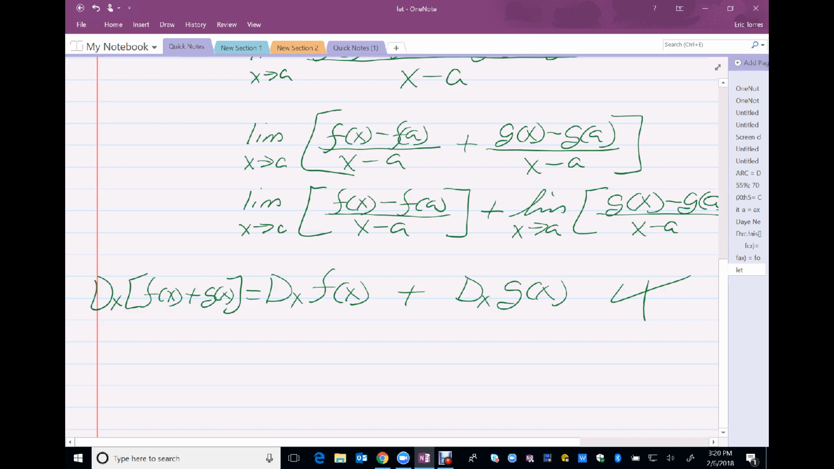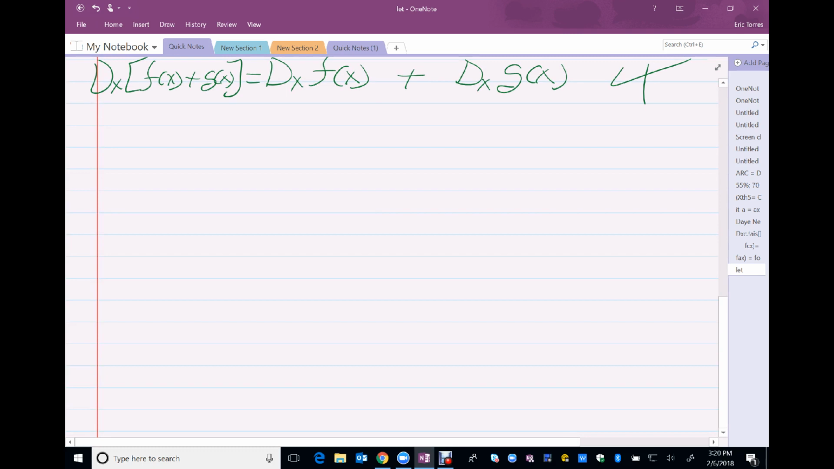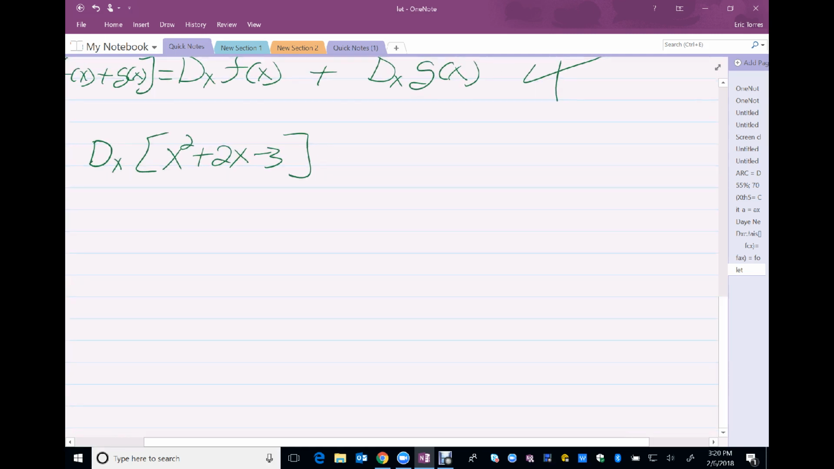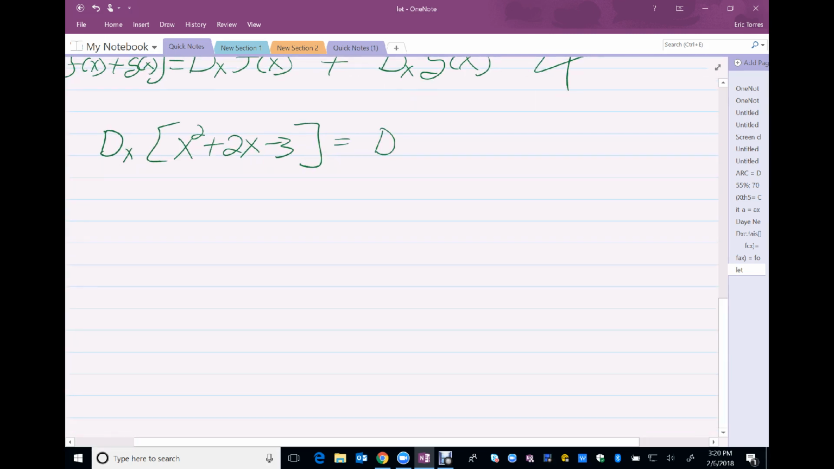What does this proof allow us to do? Big, long proof, what does it let us do? So what this proof allows us to do is to take a derivative of a function term by term. For instance, if I asked you to take the derivative of a function that looked like x squared plus 2x minus 3, then I can split this into taking the derivative of x squared plus taking the derivative of 2x plus, or in this case minus, taking the derivative of 3.